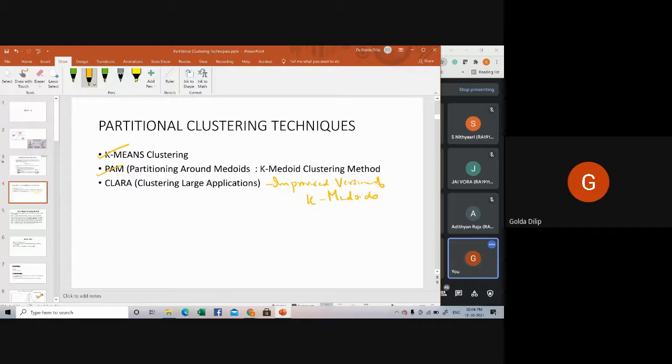Which is nothing but CLARA. CLARA is for clustering large applications. So these are the three algorithms which we are learning. Next is hierarchical clustering, which we will take up in tomorrow's class. Today we'll just have a recap of the various partition clustering techniques. If you have any doubts, you can ask me.